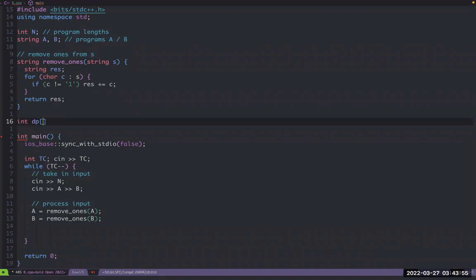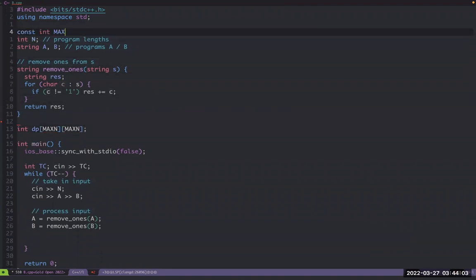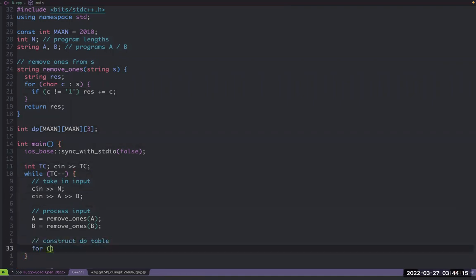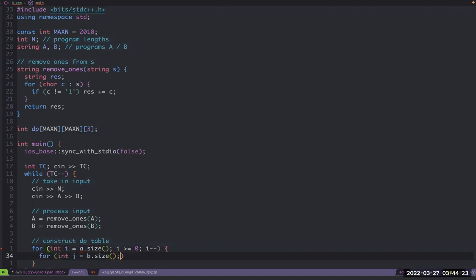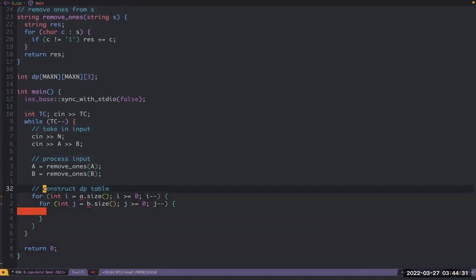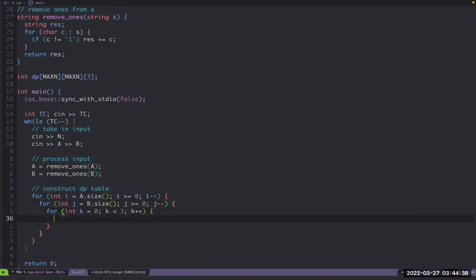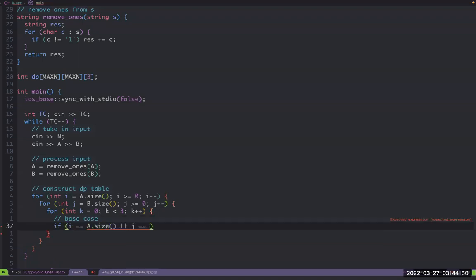Now we want to create a DP table to work with. We'll keep track of 3 values. So we'll construct our DP table. We'll do it backwards. So we'll start from i equals a.size, i greater than 0, i minus minus, j equals b.size, j greater than or equal to 0, j minus minus. That should be capitalized. And then I don't think it matters before we do k. So we want the table to go in reverse order. So what's our base case? The base case is probably if i equals a.size or j equals b.size.